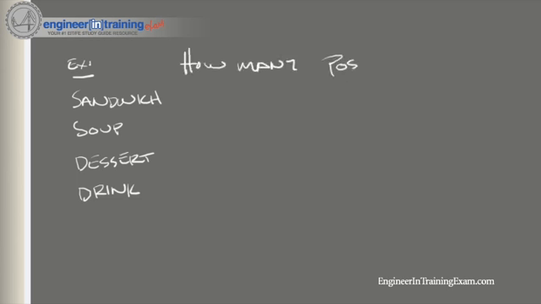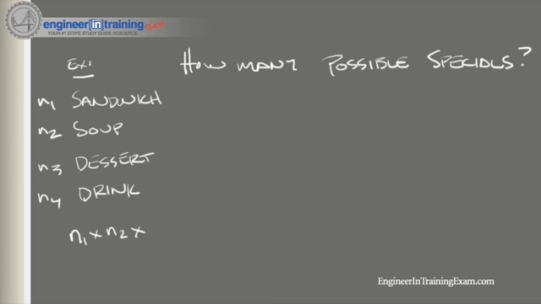So the question here is, how many possible specials? So how many ways or how many possible specials are there? So there's 4 stages: N1, N2, N3, N4. So the total possible ways is going to be N1 times N2 times N3 times N4. So let's define each stage and their possibilities.